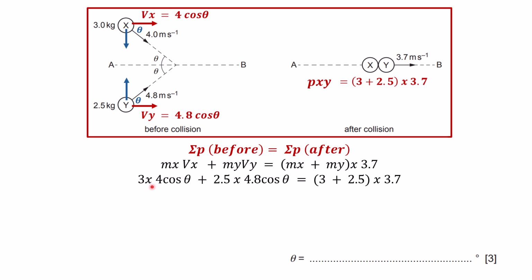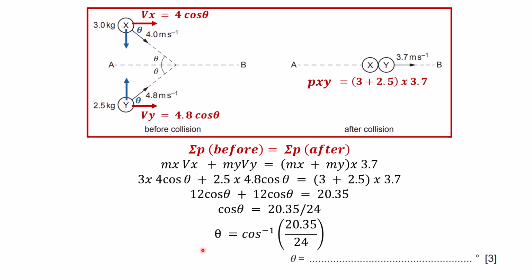So 3 times 4 cosine of theta plus 2.5 times 4.8 cosine of theta is equal to 3 plus 2.5 times 3.7. So this is 12 cosine of theta plus 12 cosine of theta, and equal 20.35. So then you have cosine of theta is 20.35 divided by 24. So theta is the inverse cosine of this division right here. Plug in your calculator, and you have 32 degrees.